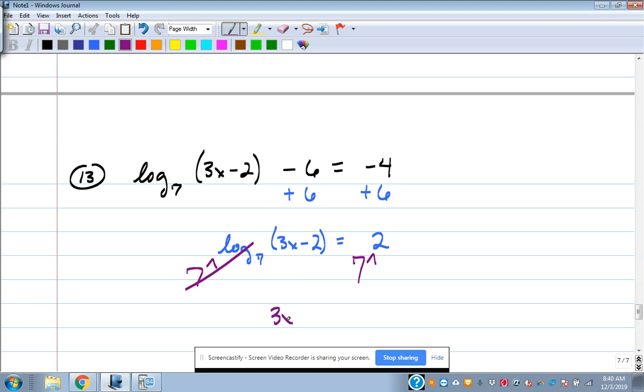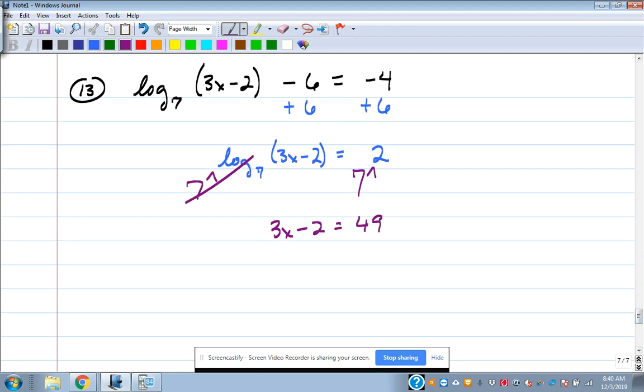3x minus 2. 7 squared is 49. Well, now that's an easy problem to do. 3x is equal to 51. Divided by 3, 17. Go back, check it in the log, make sure you're taking the log of a positive number, and make sure it works in the problem. It does.